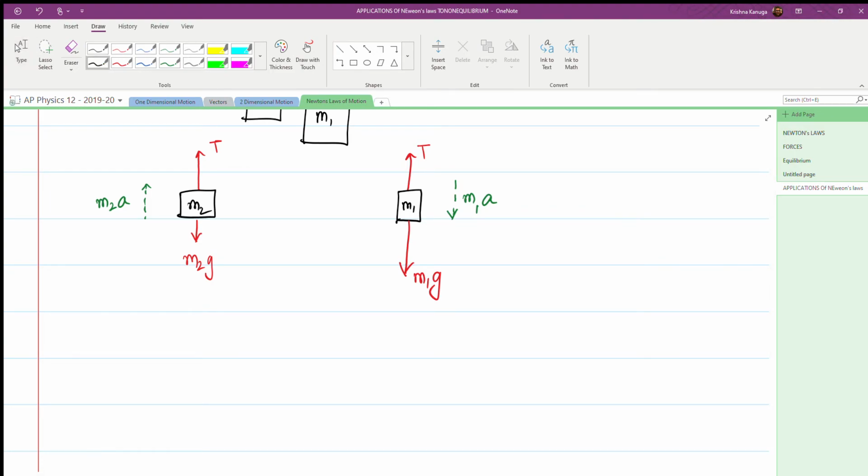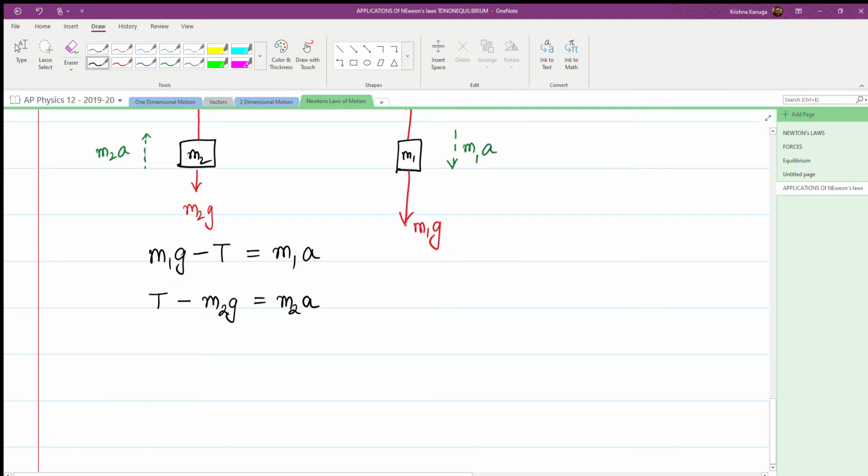So let's go ahead and write our equations. For block 1, since the block is going down, M1G is the winner, T is the loser. So we can write M1G minus T equals M1A. For the second block, T is the winner, M2G is the loser, and the result would be M2A. So T minus M2G equals M2A. The advantage of writing these equations one below the other is that right away you see there's a negative T in the first one and a positive T in the second one.